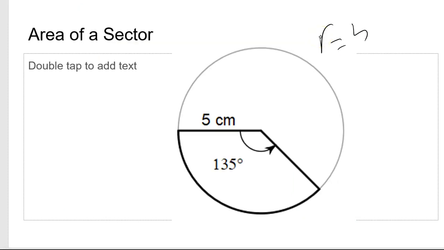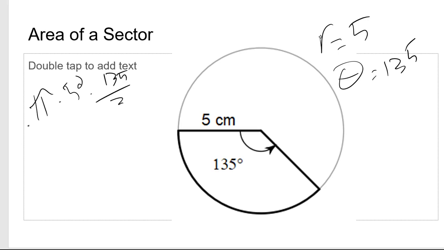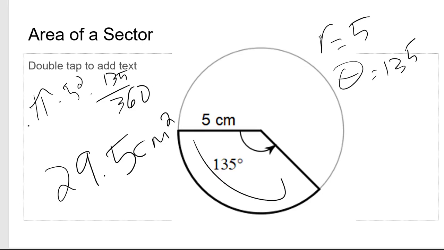Alright, my problem here is radius is 5. My angle is 135. So that means it's going to be pi times 5 squared times 135 over 360. So let's just type that out on my calculator. Pi times 5 squared times, I'm going to put parentheses, 135 divided by 360. And my final answer is going to be 29.5 centimeters squared. So that's the area covered right there.